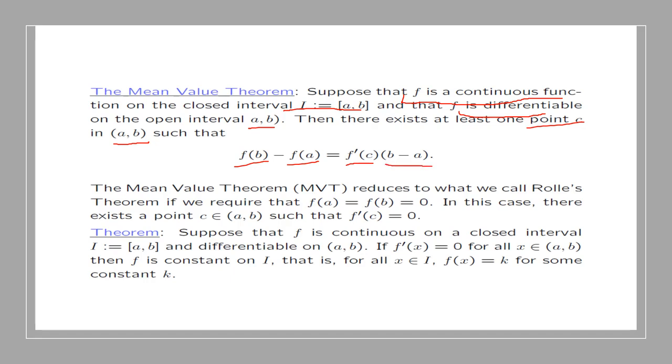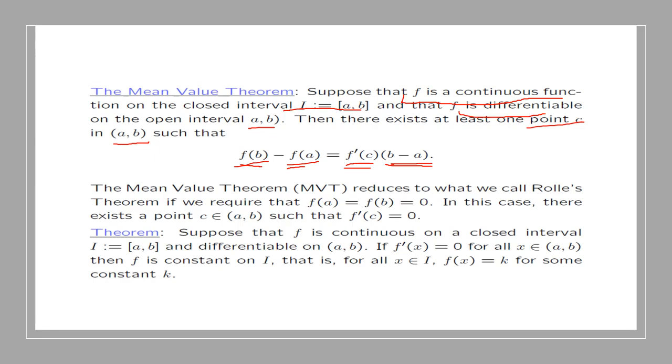So long as f is continuous on the closed interval AB and differentiable on the open interval AB, there will be at least one point C which sits inside the open interval AB such that f of B minus f of A will be equal to the value of the derivative of f at C times B minus A. That's what we call the mean value theorem.